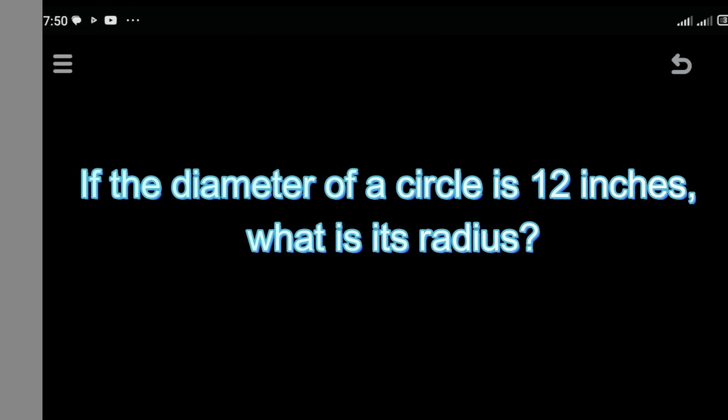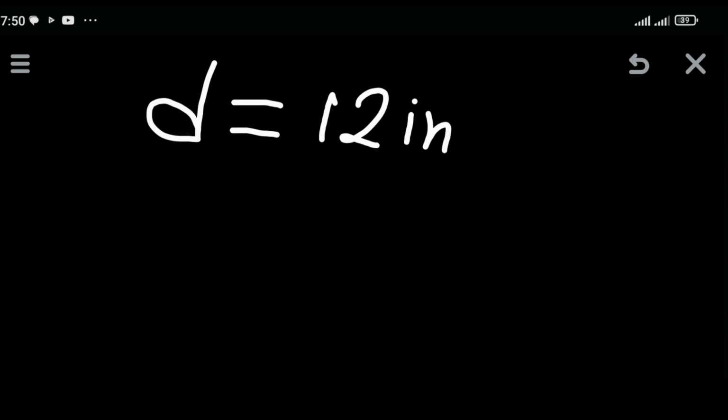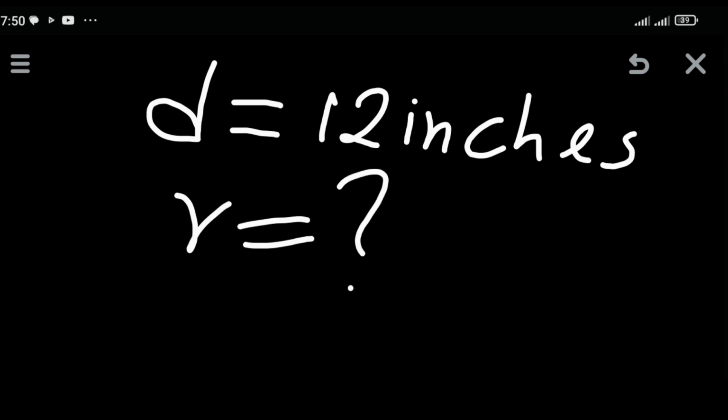In this question, we are asked to find the radius of a circle with a diameter of 12 inches. What would be the radius? So diameter D equals 12 inches. The radius is not given. What would be our radius?